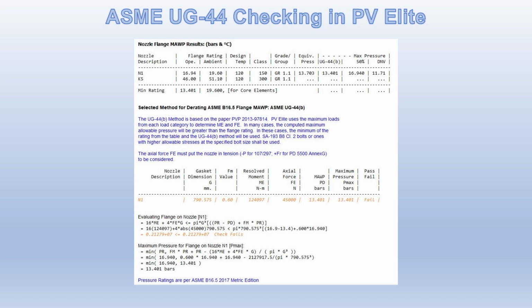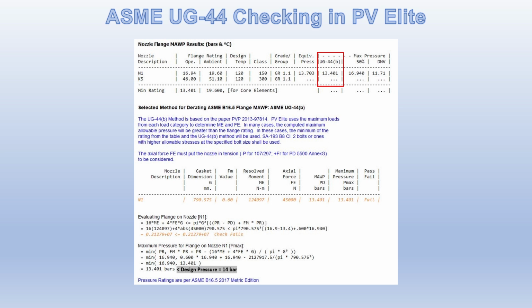This is how we key in and how we calculate in PV Elite. This is the MAP result on the report that is generated for the flange, FYI. The result is 13.4 bars, less than the design pressure of 14 bars.